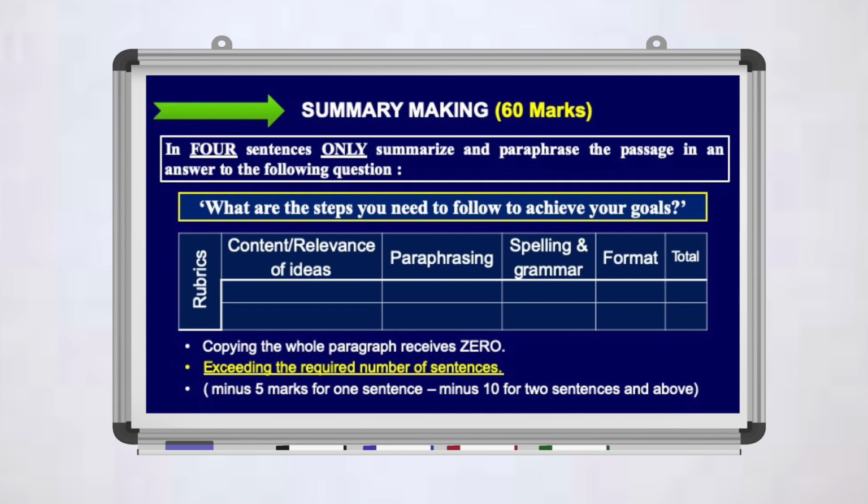Exceeding the required number of sentences, I'll explain this right now. If you write 5 sentences instead of 4, you get a -5 marks. If you write more than 6 sentences, then you lose 10 marks. Again, we only want 4, so pay attention to that.